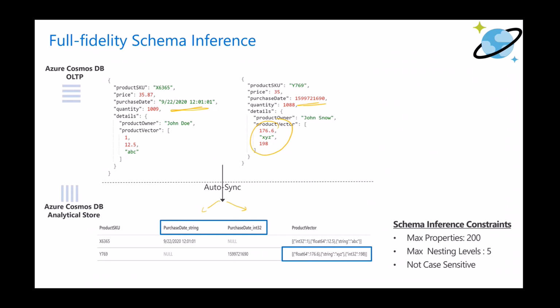Also, the columns in the analytical store are not case sensitive, which basically means that if your JSON properties are case sensitive, when they are inferred, they will combine and that can create chaos. So a recommendation is to use different property names in your JSON and not depend on case sensitive property names.